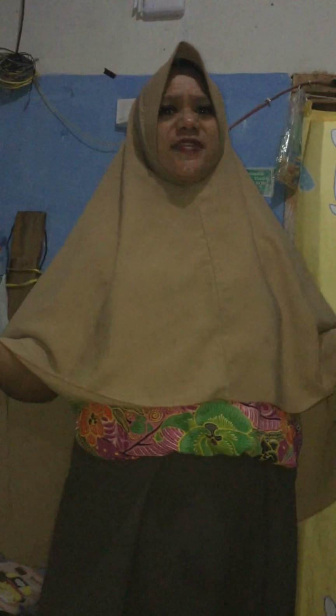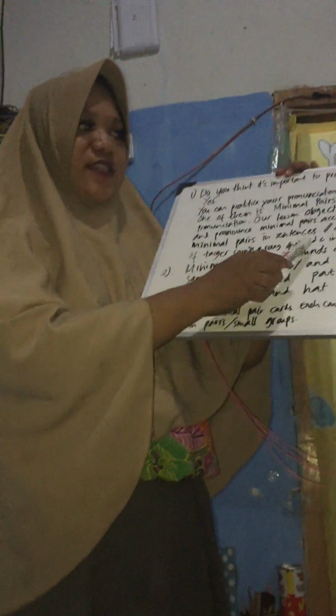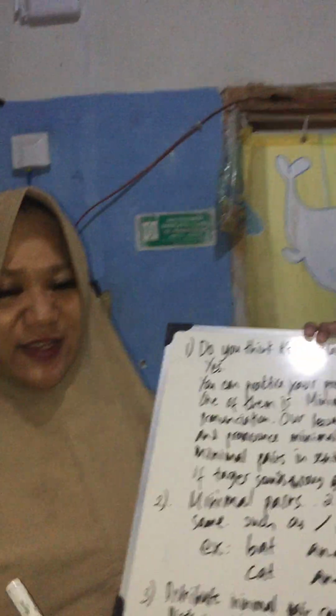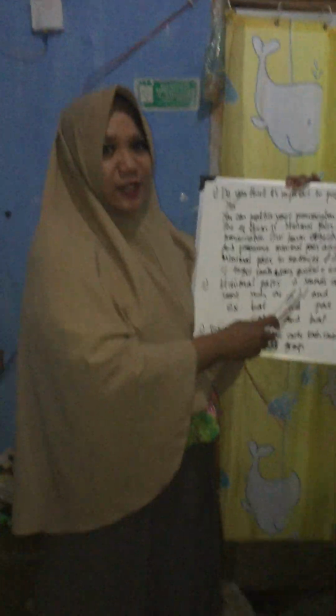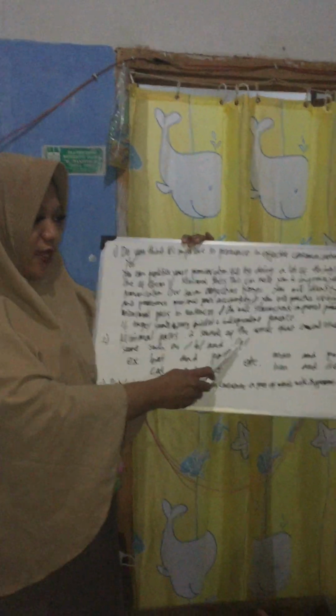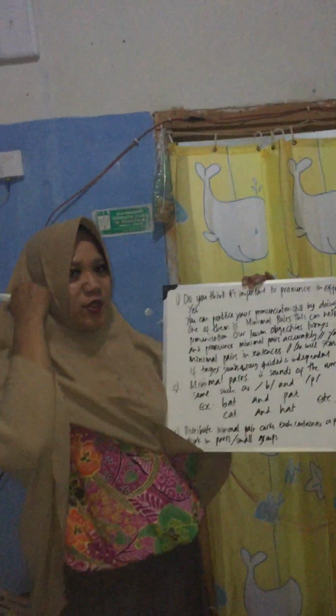Miss Laila, what are minimal pairs? Maybe some of you are wondering what that is, right? Okay, so minimal pairs are two words whose sounds are almost the same. For example, this sound is called B. Can you repeat? B sound. And this one is P sound. B, P. Can you repeat, please?